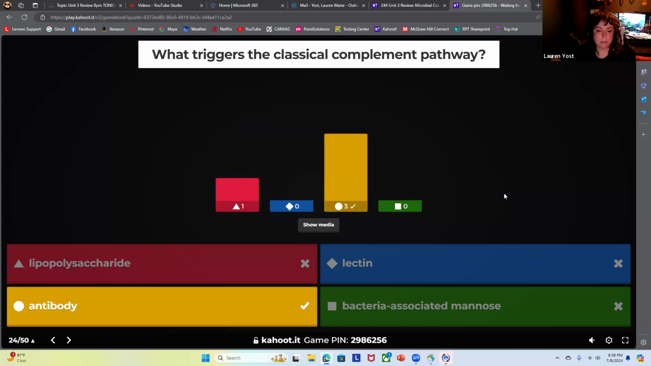And those are the same thing, the lectin and the bacteria associated mannose. Then we have things like the lipopolysaccharide, which is the alternative pathway, that just falls into that category. LPS or endotoxin falls into that category. But yeah, so those are the three ways we can trigger complement.